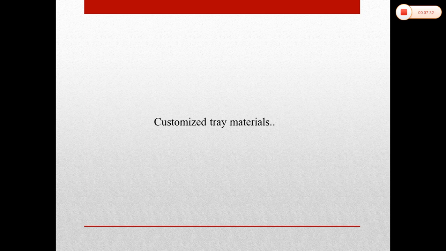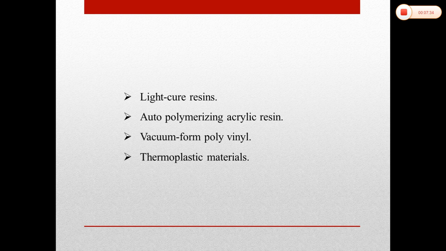So what are the different materials we can use for fabricating these custom trays? One, we can use autopolymerizing acrylic resins, also called self-cure resins. We have light cure resins. Then we have vacuum formed polyvinyl sheets. Then we have thermoplastic materials. I think we all know what thermoplastic materials mean: you have shellac base plates, then you have gutta-percha. In olden days, we used gutta-percha also to fabricate these trays. And thermoplastic material is nothing but your shellac base plate.